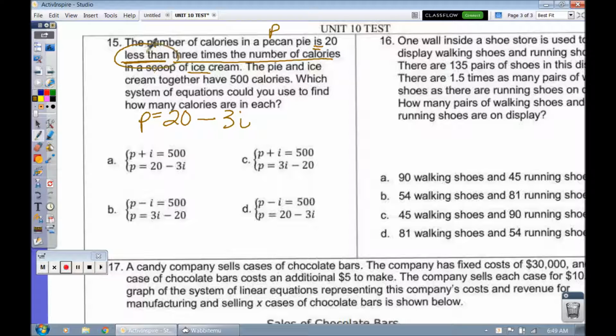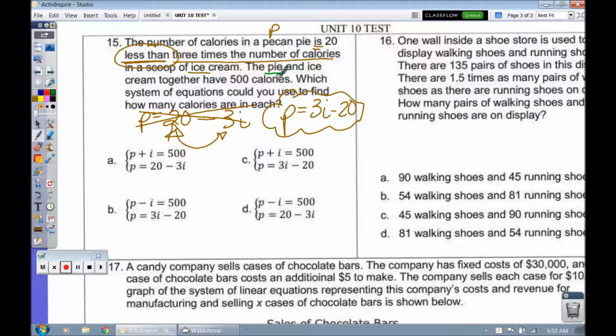Less than means it's a switch word, which means you need to switch these two guys around. So really it's going to be written as P equals 3i minus 20. This is incorrect. That is minus. Less than means to take away from something. So this is our first equation that we have from the system.